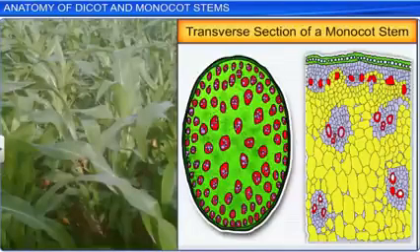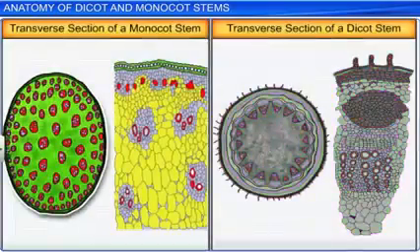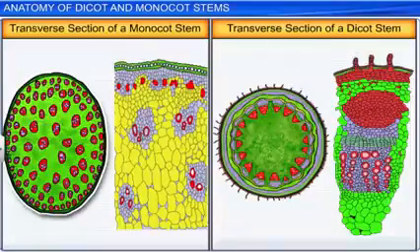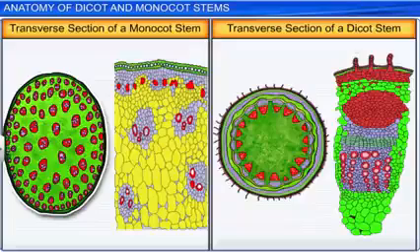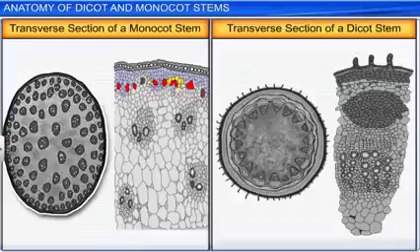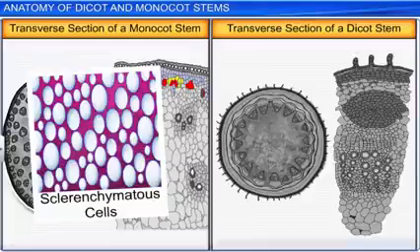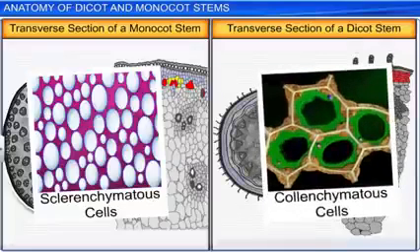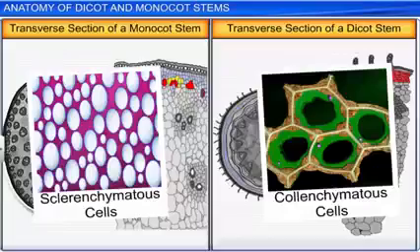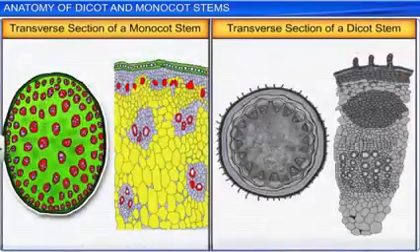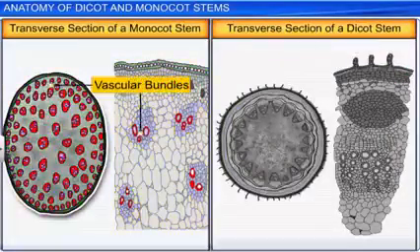Now that you've learnt about the dicot stem, let's study the monocot stem. The tissues of dicot and monocot stems are quite similar. However, there are some differences as well. In the monocot stem, the hypodermis is composed of sclerenchymatous cells, while in a dicot stem, it is composed of collenchymatous cells. The monocot stem has scattered vascular bundles and their arrangement is conjoint and closed.